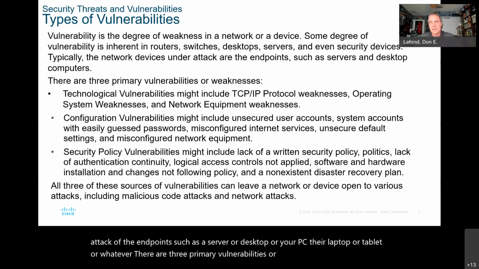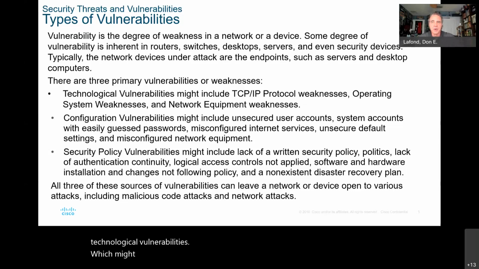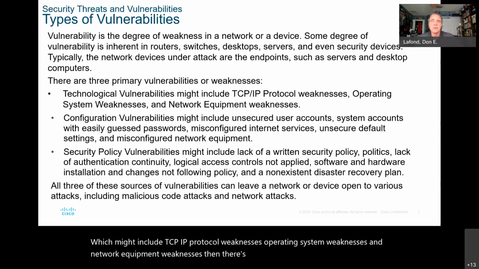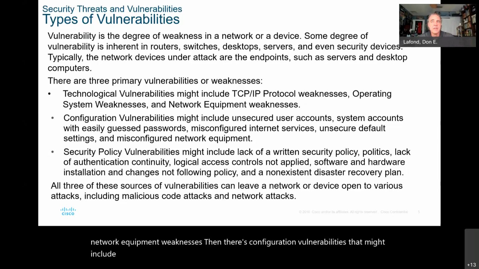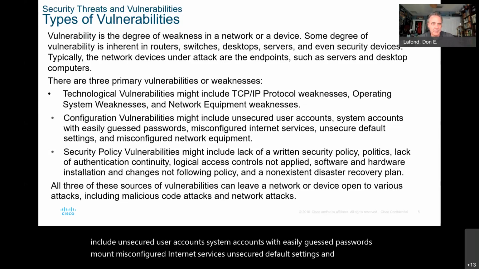There are technological vulnerabilities, which might include TCP/IP protocol weaknesses, operating system weaknesses, and network equipment weaknesses. Then there are configuration vulnerabilities that might include unsecured user accounts, system accounts with easily guessed passwords, misconfigured internet services, unsecured default settings, and misconfigured network equipment.